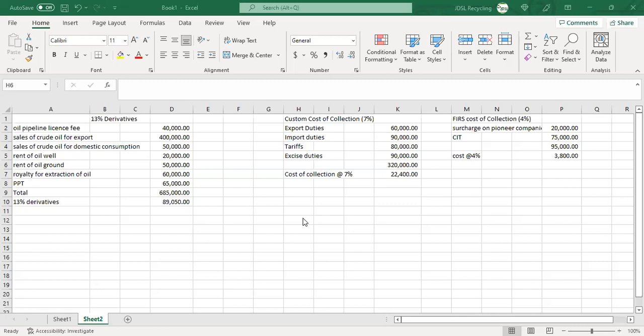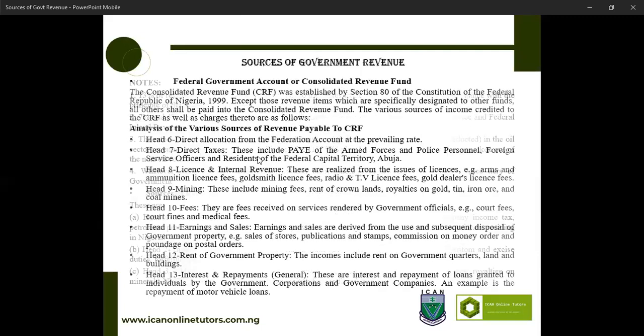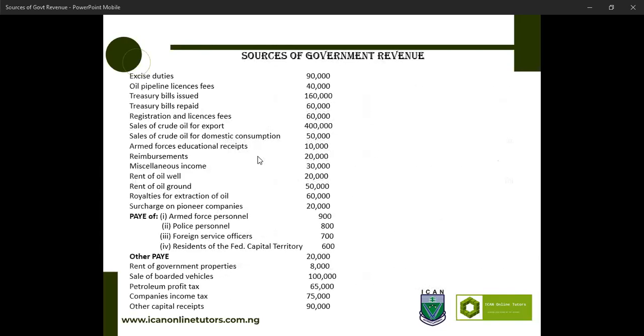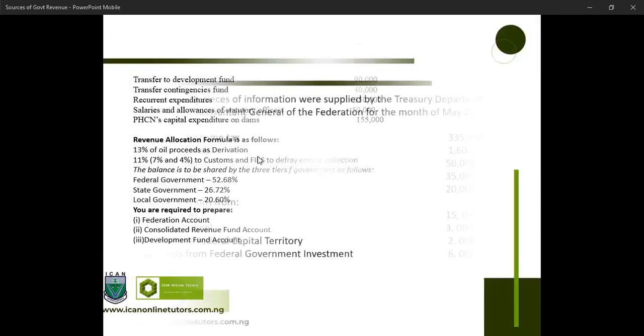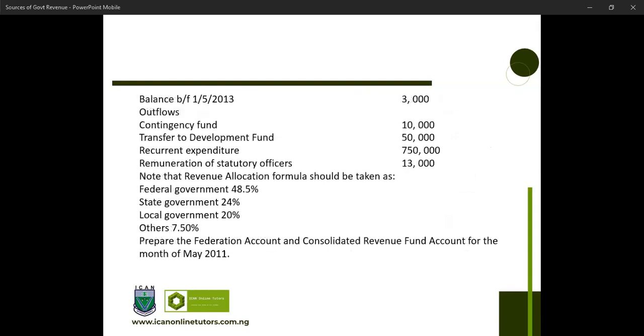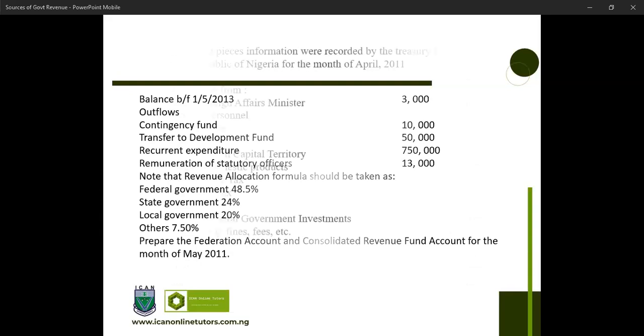All right, in the absence of any question, this is where we are going to end the class. But before we go, I'm giving us practice question assignments to do. We have two more questions after this one that we've solved. Question one: you have the information from the Office of the Accountant General of the Federation for the month of May 2011. You have your inflows and outflows. You are required to prepare the Federation account and Consolidated Revenue Fund account for the month of May 2011.